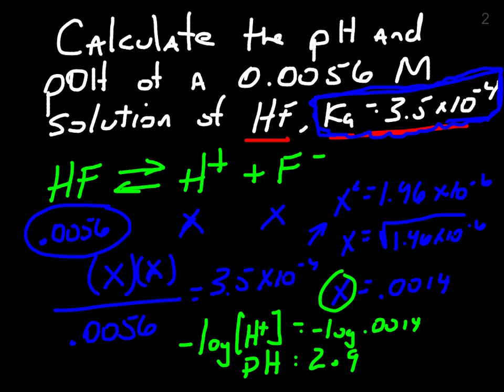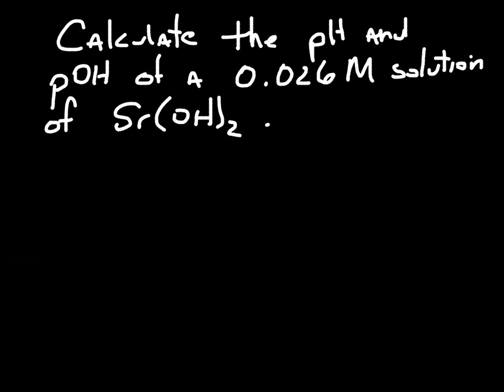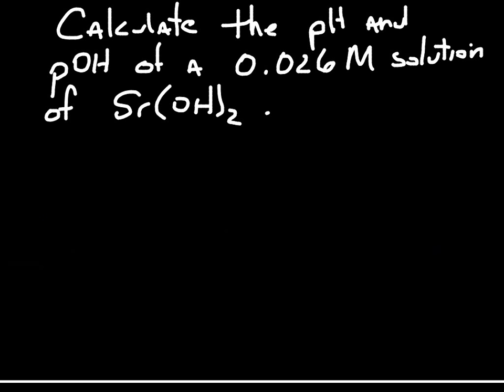The POH then, do that in red. The POH then is going to be equal to 11.1. Alright? Try those. Okay, last but not least, I have to calculate the pH and POH of a 0.026 molar solution of strontium hydroxide.